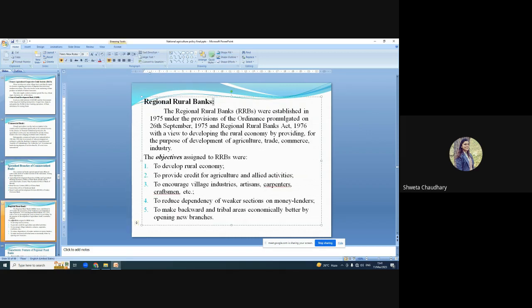Basically, we have developed the regional rural banks. Suppose we don't have any branch of a commercial bank in the rural areas. So these regional rural banks were initiated specifically for the rural areas where the commercial banks have not reached. That's why the name is given to regional rural banks. Those are areas in which the bank branches are not being opened by the commercial banks. So the government has initiated that the farmer should also get the benefits of banking services, and they have initiated the regional rural banks.